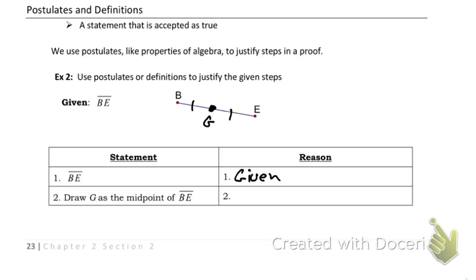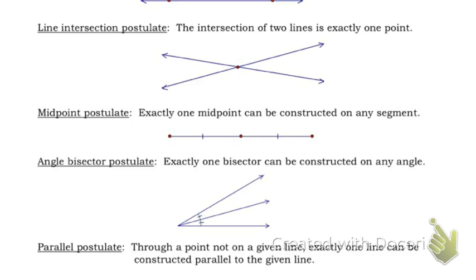Now, what actually lets us draw G as a midpoint of BE? Well, that's going to cause us to look further down. If we look at the midpoint postulate, it says exactly one midpoint can be constructed on any segment. It sure sounds like what I just did. It sounds like I constructed a midpoint on that.